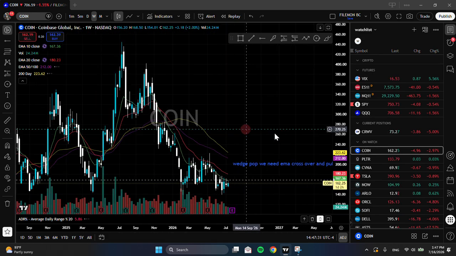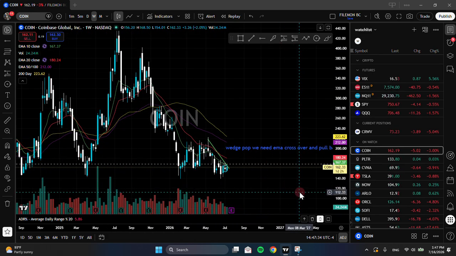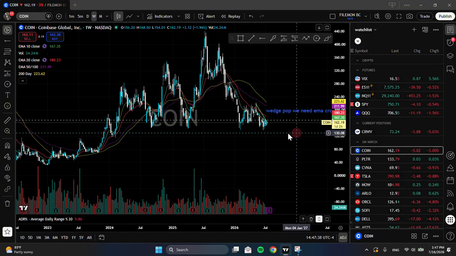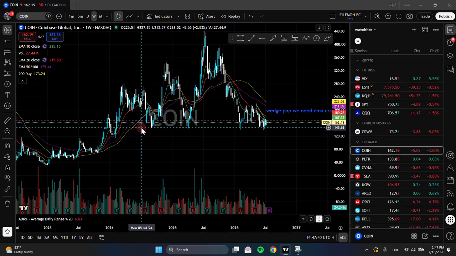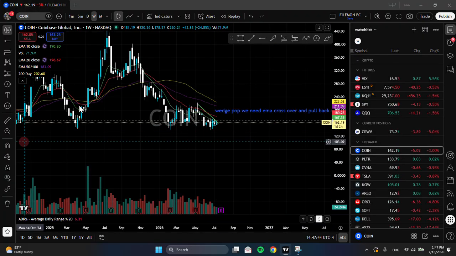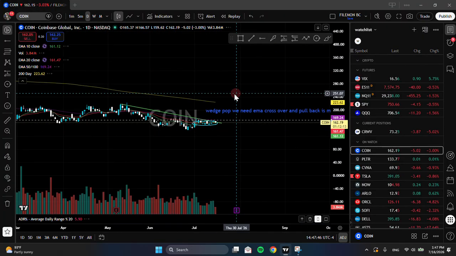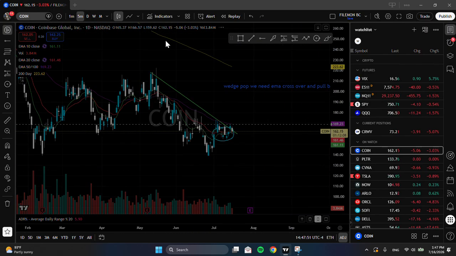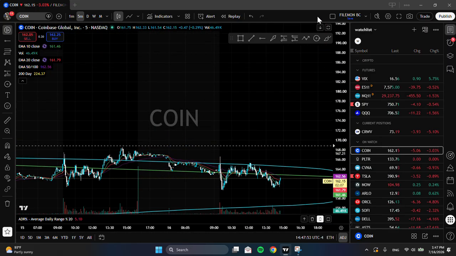Just go to a random stock, Coinbase. We're on the weekly, so you can see it's just chopping right here. This is a really good key level to add shares or to bounce out of, right, as you can see, but let's not talk about that. The higher time frame tells you where the trend is going or where price wants to go. The 5 minute is where I find my entries.